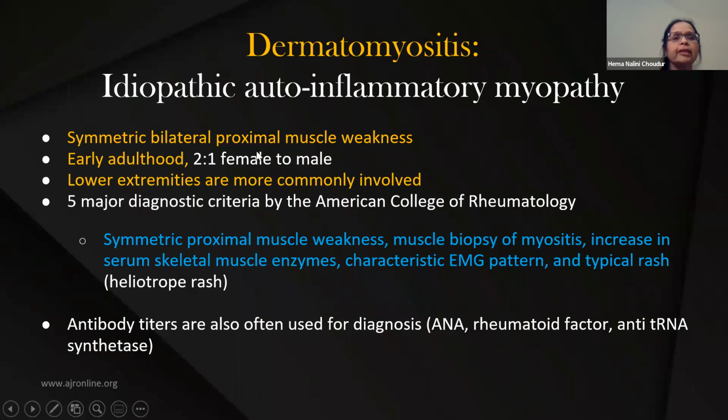Again, like I said, this idiopathic auto-inflammatory myopathy affects early adults, females more than males, with bilateral proximal muscle symmetrical involvement. Lower extremities are the commonly involved ones, and these are the diagnostic criteria by the American College of Rheumatology. Why I stress on this is the need to do an MRI rather than an ultrasound, because you want to see the entire region.